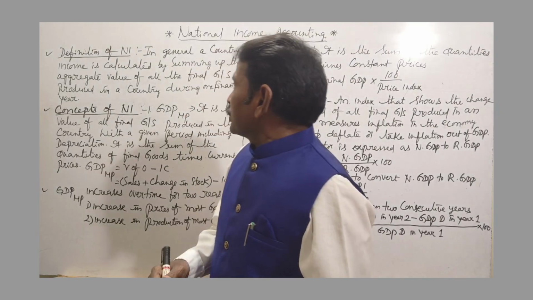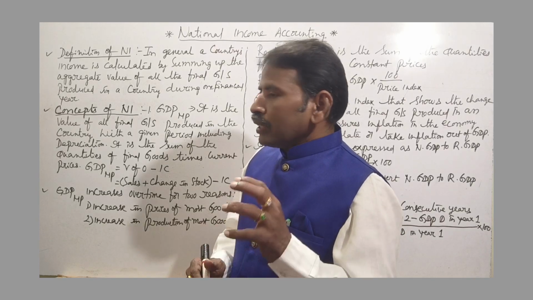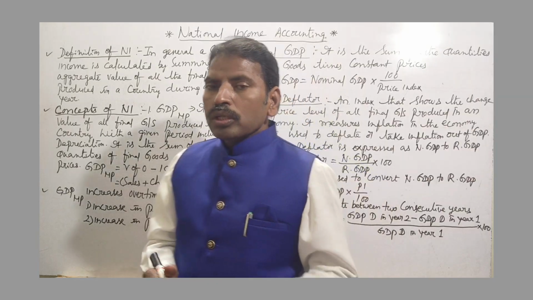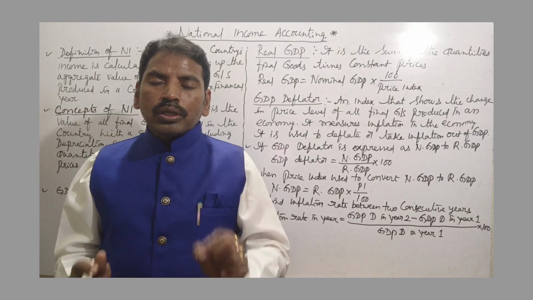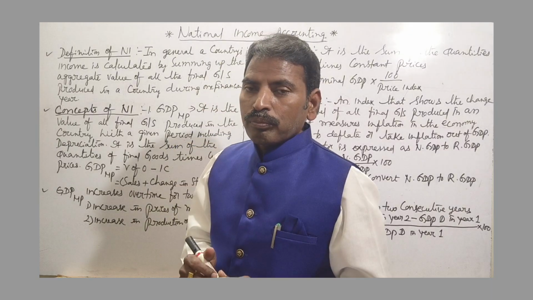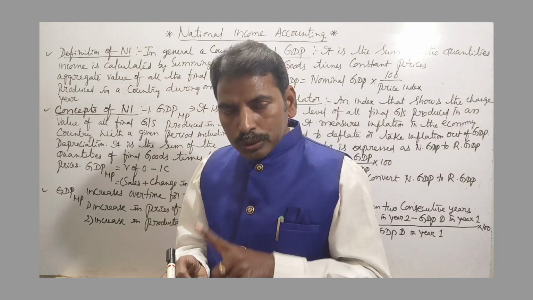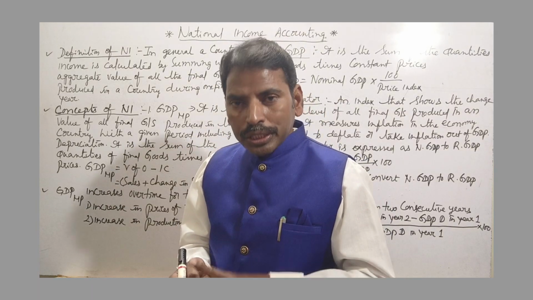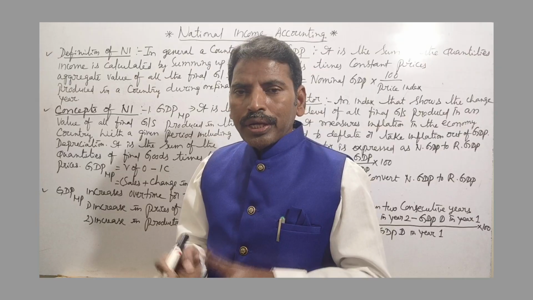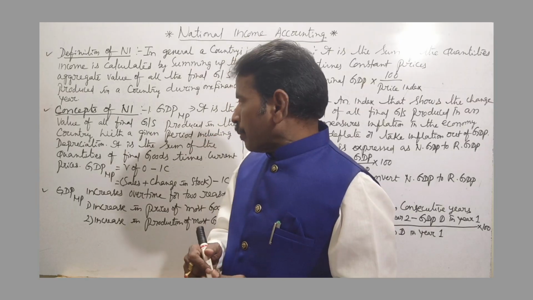In other words, a country's income is calculated by summing up the aggregate value of all final goods and services produced in a country during one financial year, also called national income. Next, concepts of national income. One is GDP market price. GDP market price is also called GDP, nominal GDP, GVA, gross value added, or gross value added at market price. These are the other names of GDP market price.